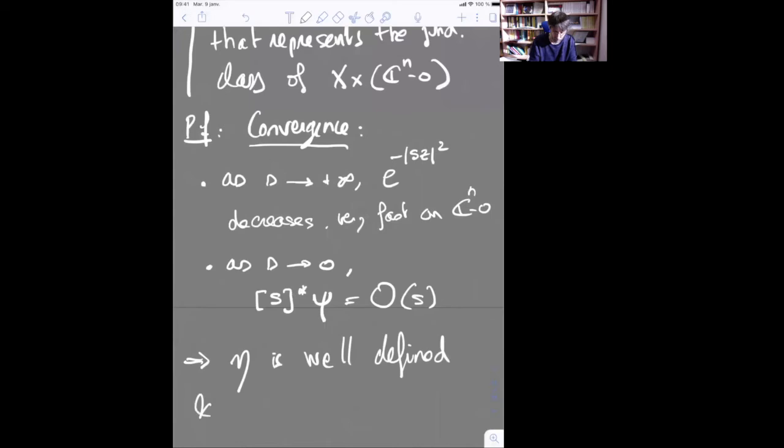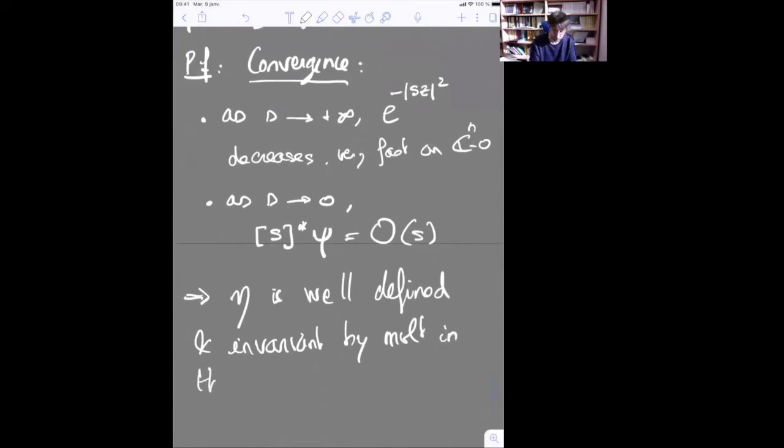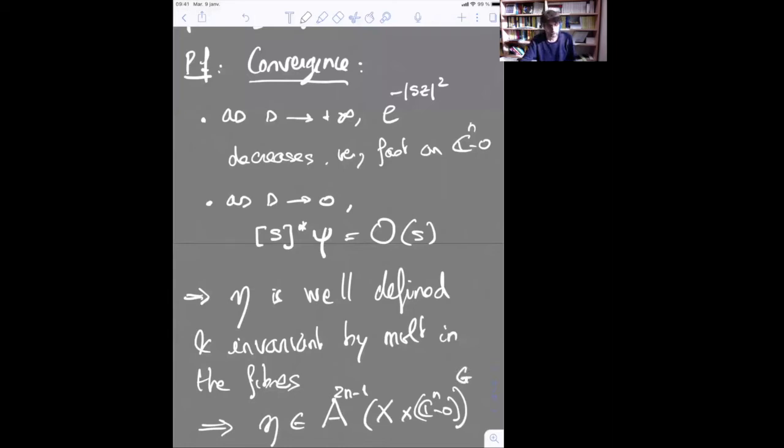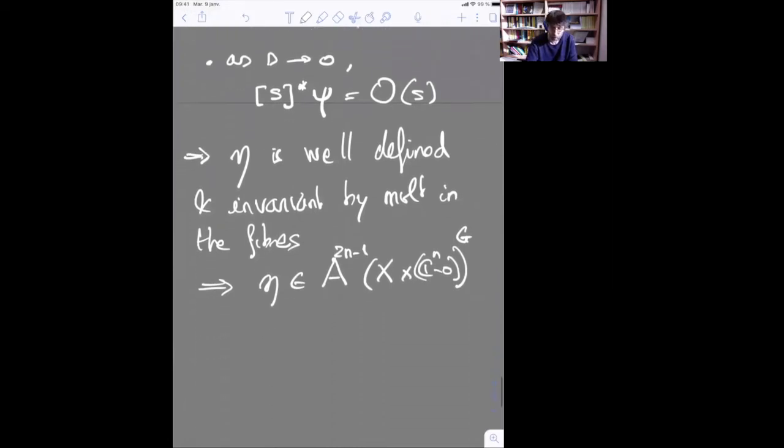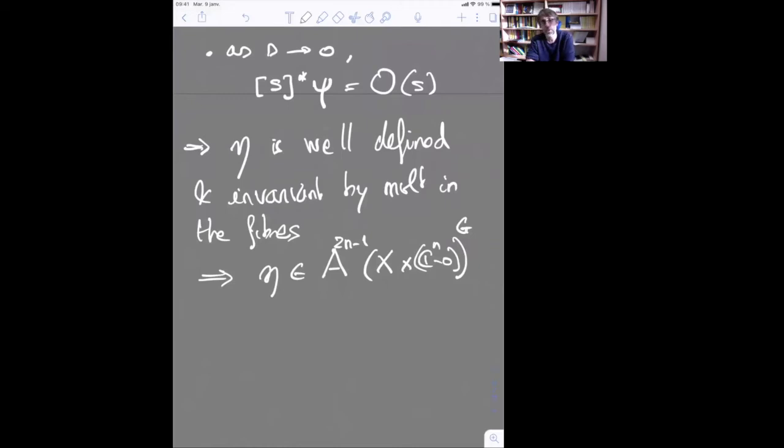And invariant by multiplication in the fibers, by scalar multiplication in the fibers, so that in the end, eta descends into a form on X, which is still, of course, G invariant. So that's the first part of the theorem, and now we have to compute the differential of this form, and that's where you will understand a little bit where the definition of psi comes from.